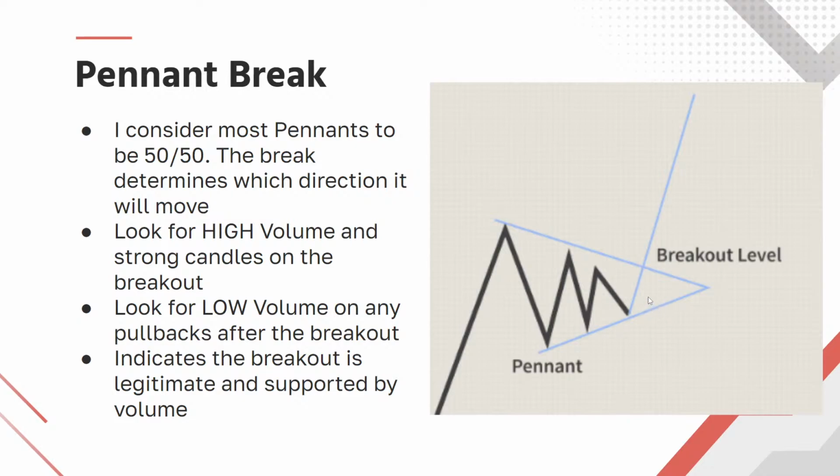What we're going to look for on the break are high volume and strong candles. So when this breaks to the upside, if we were to get a massive green candle with a massive volume surge, that is the type of strength that we want to see on a pennant break. And then after that nice breakout, we want these pullbacks to be low volume. If they are high volume, that could possibly indicate a fake breakout and that the bears were finally stepping in to reject this back towards the pennant.